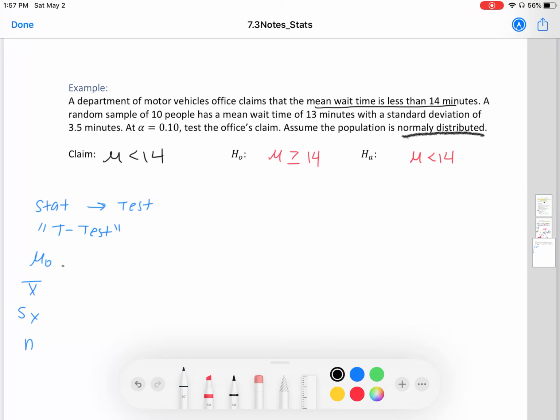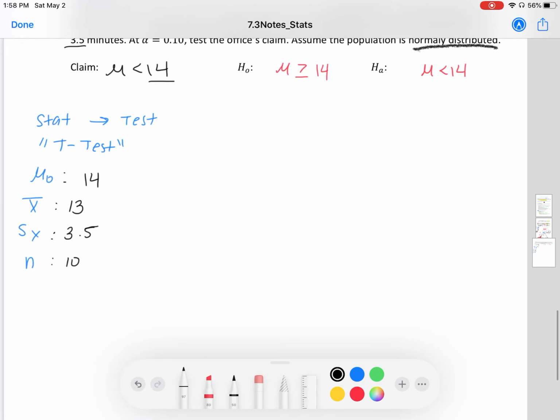Okay, so the mean we're working with for our claim is 14. And then we went ahead and did a test, and we found a new mean time of 13. We have a sample of 10 people, and we have a sample standard deviation of 3.5. Now we're left to choose our tail. Your tail is always given by your Ha. Because we're pointing to the right, it's right tail. So we're going to choose the one that looks like this. Make sure that is highlighted and press calculate.